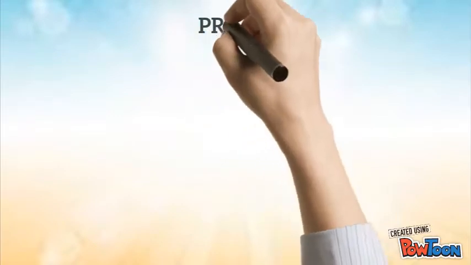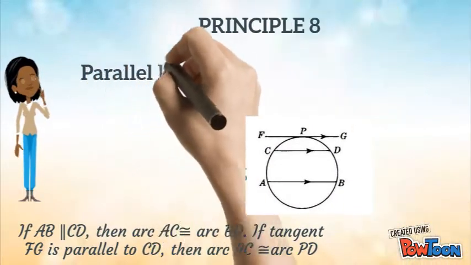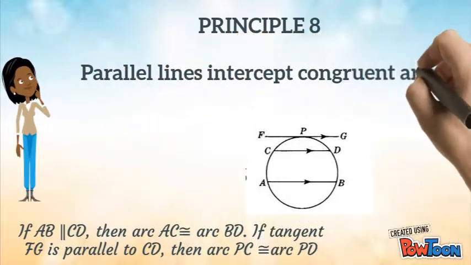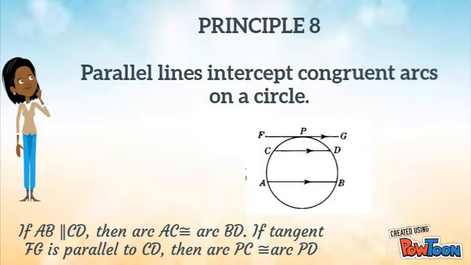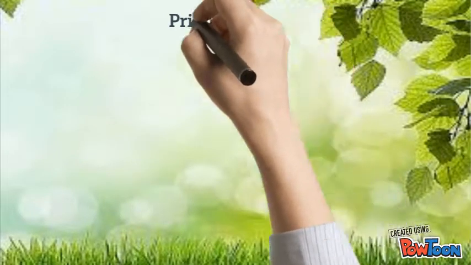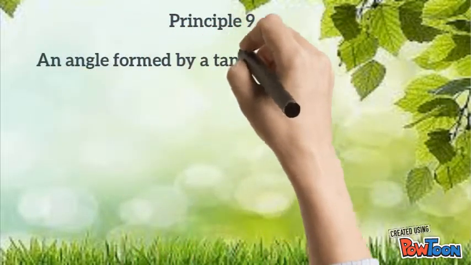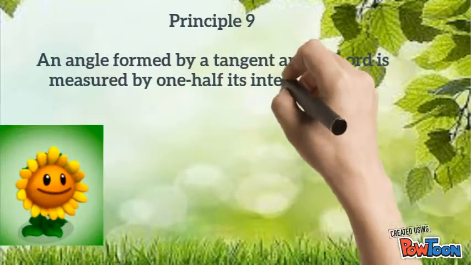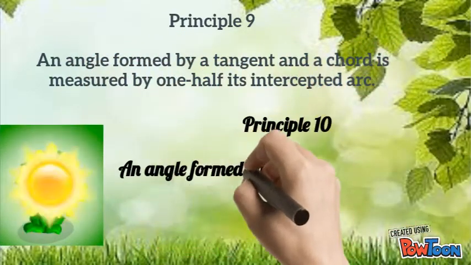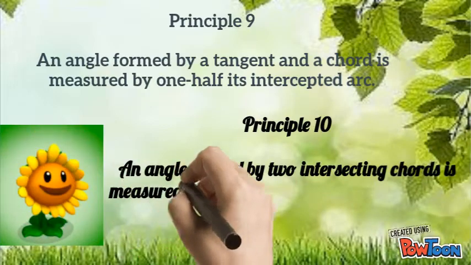Principle 8. Parallel lines intercept congruent arcs on a circle. If AB is parallel to CD, then arc AC is congruent to arc BD. If tangent FG is parallel to CD, then arc PC is congruent to arc PD. Principle 9. An angle formed by a tangent and a chord is measured by 1/2 its intercepted arc. Principle 10. An angle formed by two intersecting chords is measured by 1/2 the sum of the intercepted arcs.